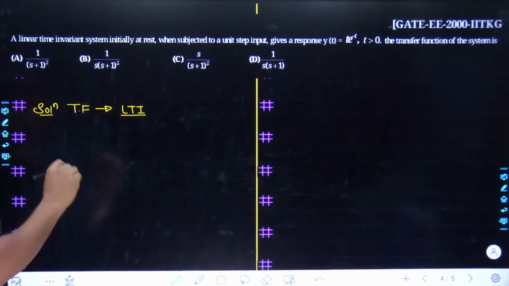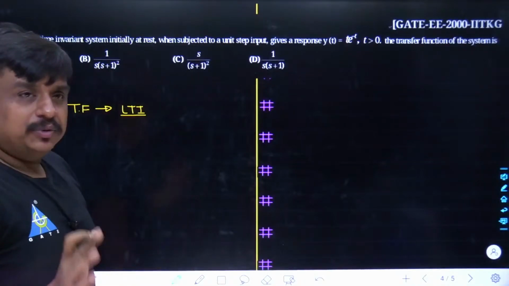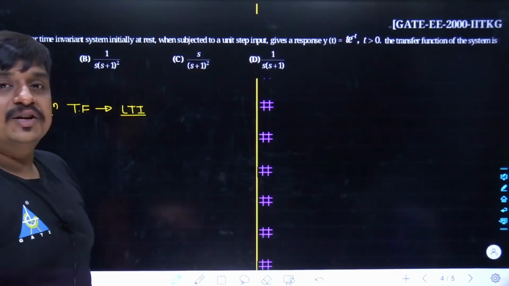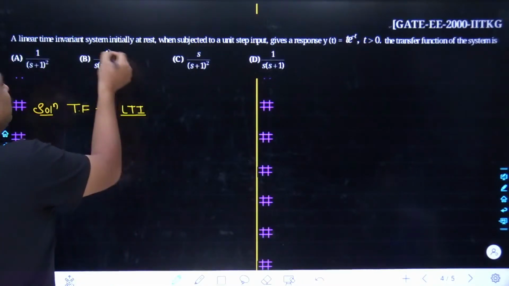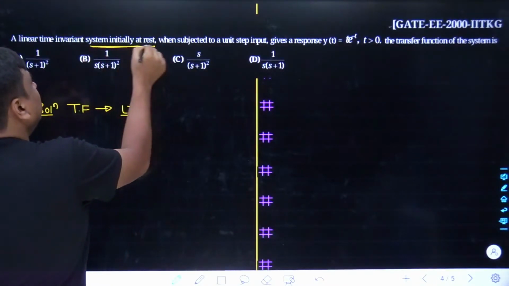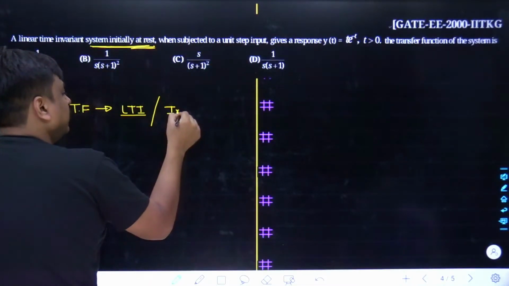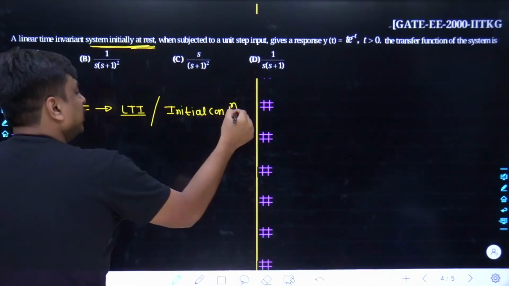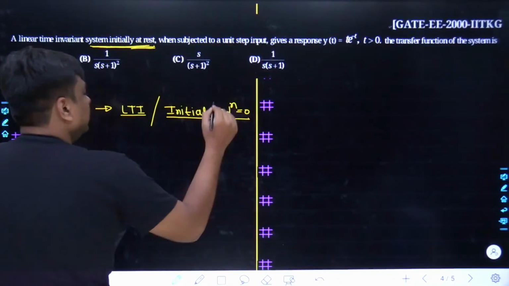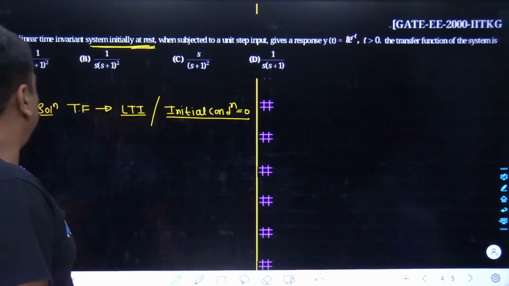At the same time, whenever the transfer function is calculated, all of the initial conditions are dropped. Until and unless you drop the initial conditions, you may not get the ratio between the output and the input in the Laplace domain. That is why it has been clearly said that initially it is at rest, which means the initial condition is 0. All of the favorable conditions are satisfied, so yes, the transfer function approach can be used.